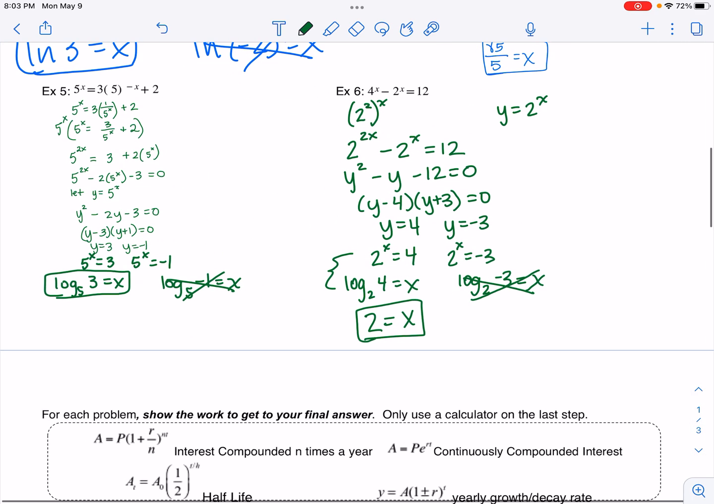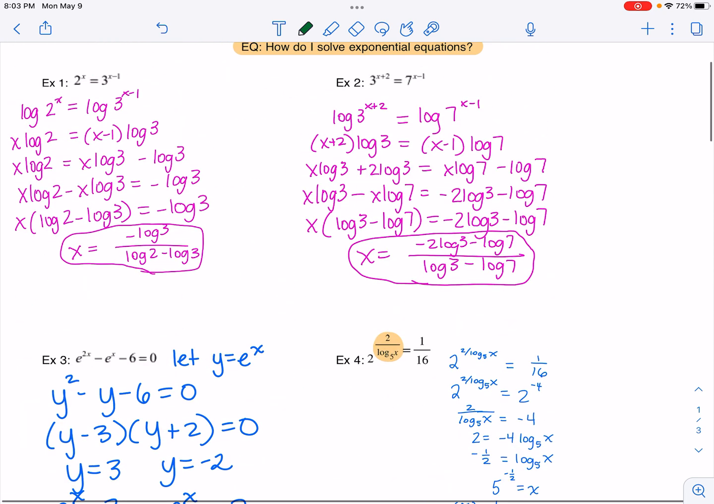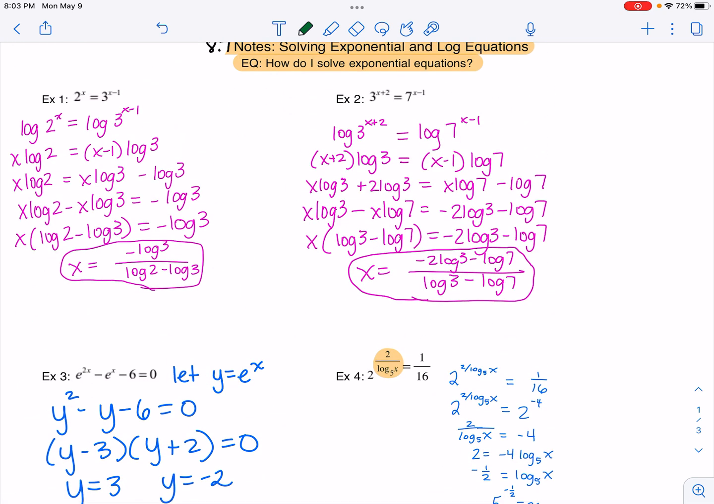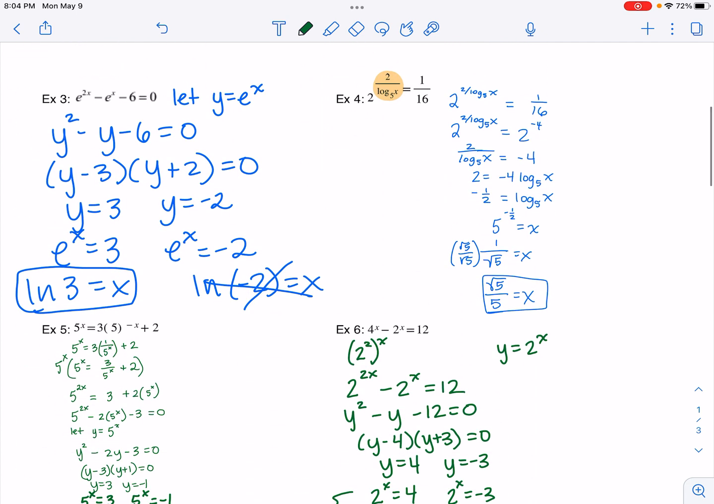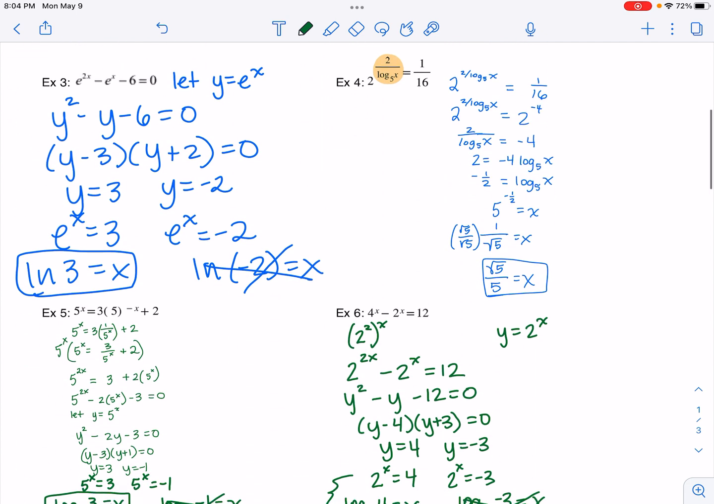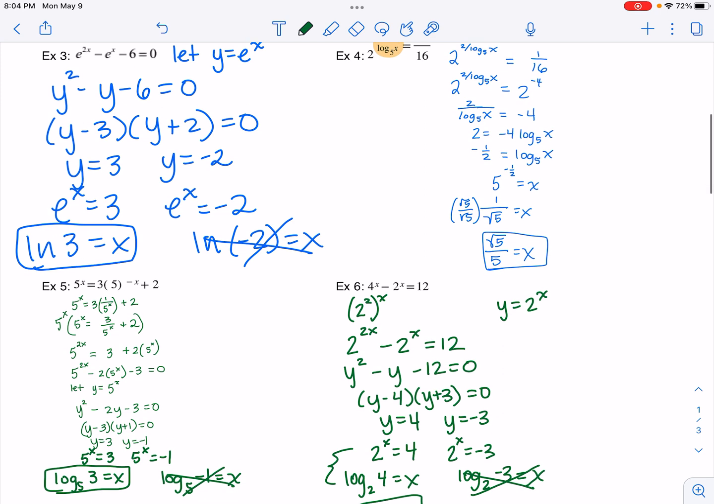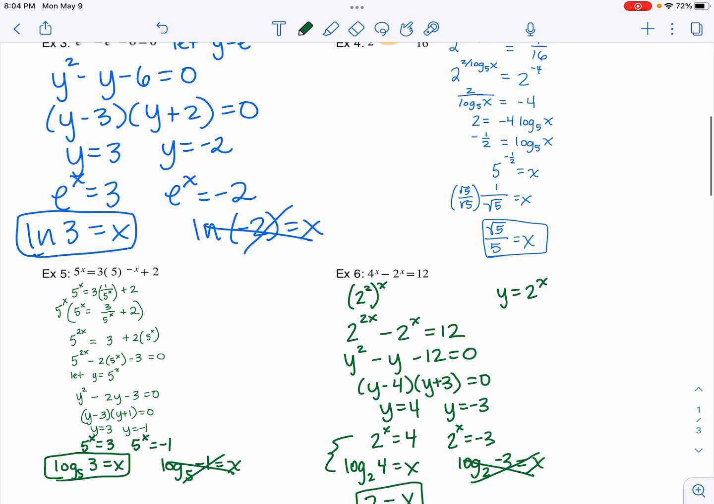Okay? So you have this new method of taking the log on both sides when you can't write your bases to be the same number. And then you have these kind of practice problems of manipulating these quadratics and solving these quadratics when they are using exponentials.